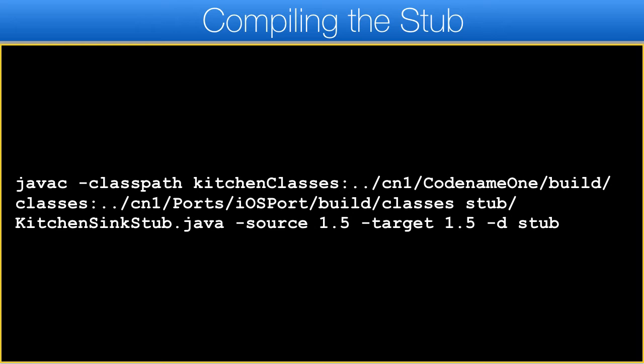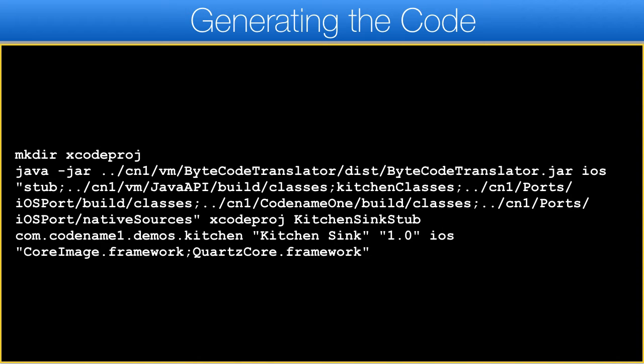Notice that I used source 1.5 level when compiling. This is crucial as the VM doesn't support Java 8 directly. We use Retrolambda to add support for Java 8 language features, but don't do that on the stub. Once we do this, we can create the output folder xcode proj and run the VM translation code.